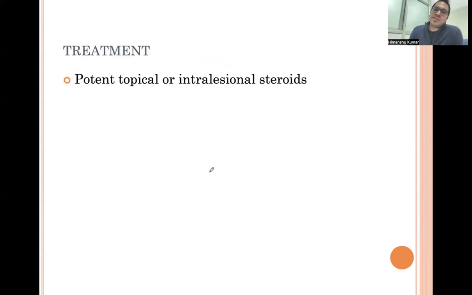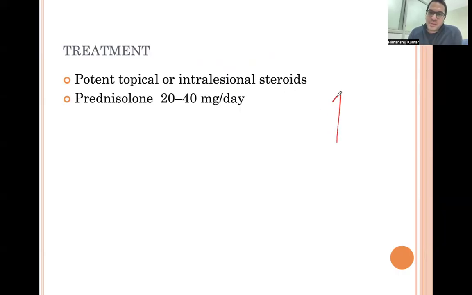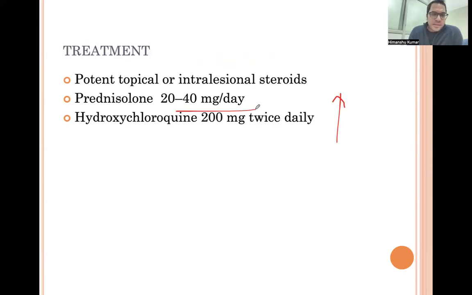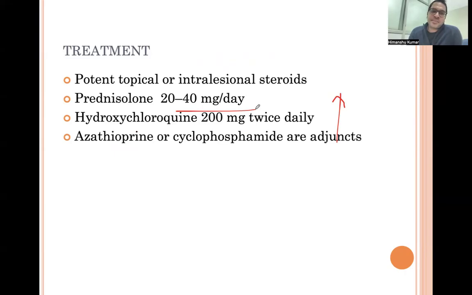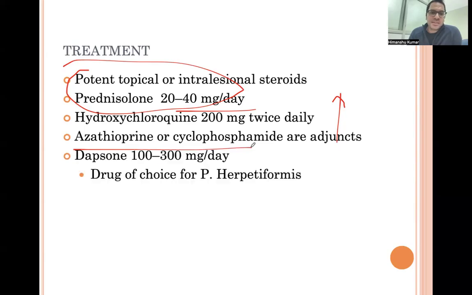Treatment of pemphigus foliaceus is potent topical steroids, moisturizers. Prednisolone we give in a low dose as compared to pemphigus vulgaris, where we give high dose of steroids. So here it is related to low dose. We can also give HCQS, especially if lupus is coexisting. But remember, the drug of choice is these two, topical and oral steroids. Sometimes you can give azathioprine and cyclophosphamide as adjuncts.